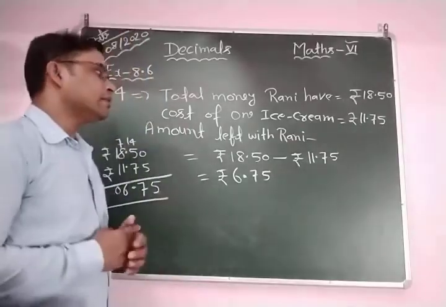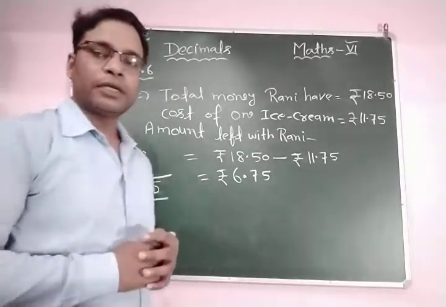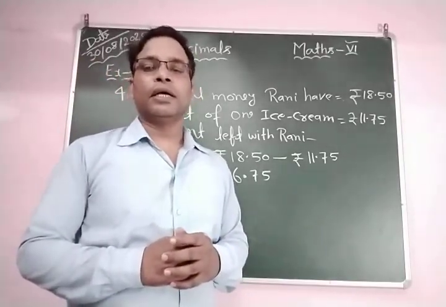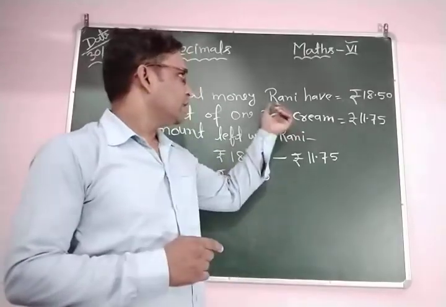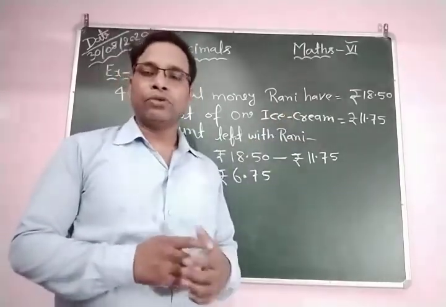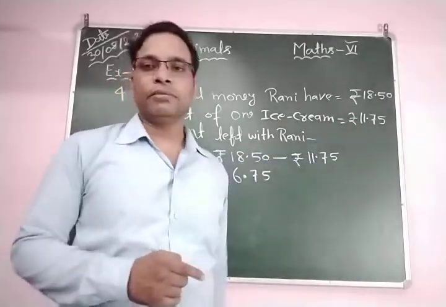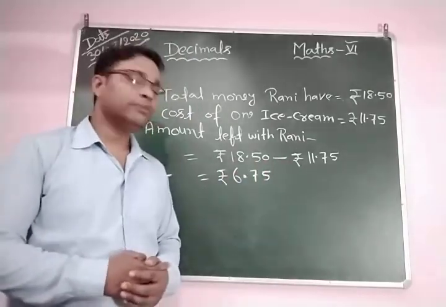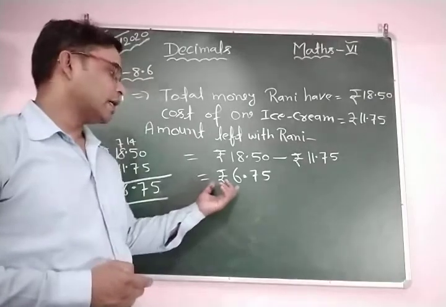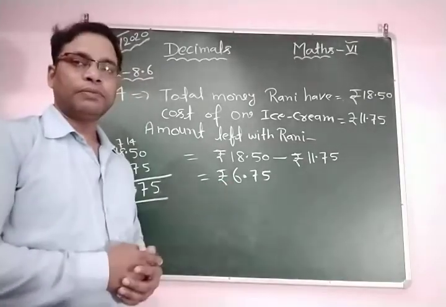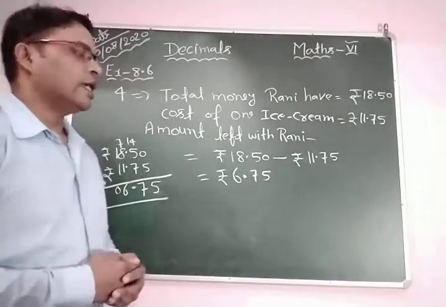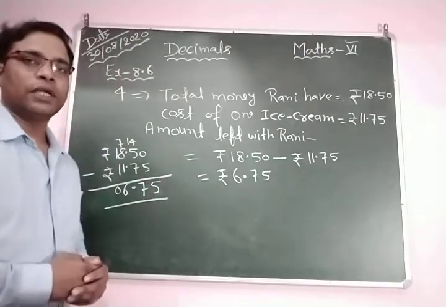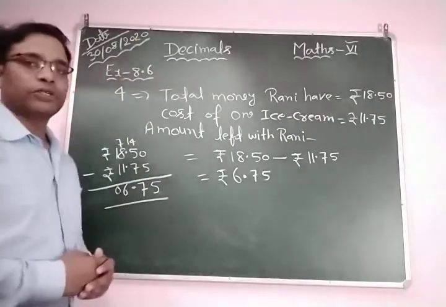Now the amount left with Rani, how can we find it? We subtract the cost of one ice cream from the amount with Rani. So here Rani had 18.50 rupees and the cost of ice cream is 11.75. So we subtract the cost of one ice cream from 18.50, and you can see here we will obtain 6.75 rupees. This is the amount left with Rani. Okay, so student, I hope all of you understood these questions. Now next question, question number 5.